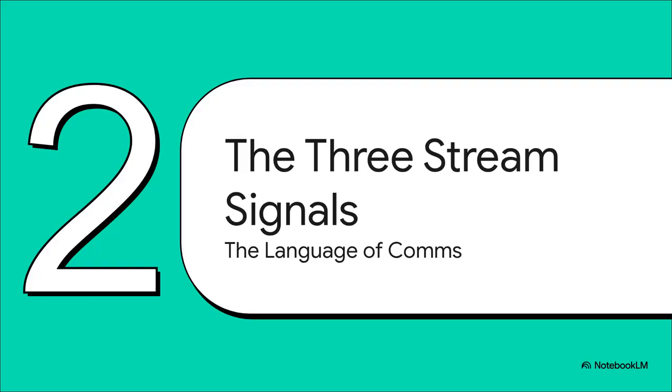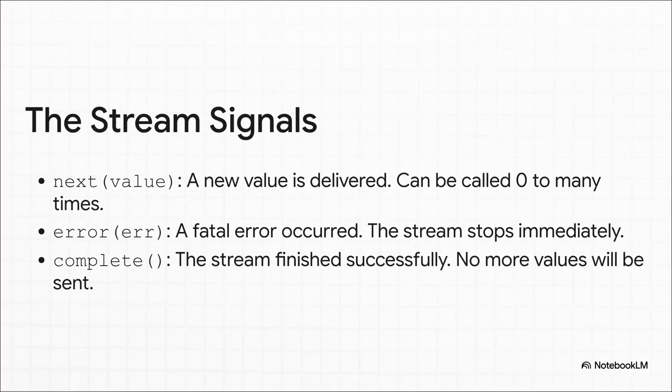Okay, so the stream is active, values are flying down the conveyor belt, but how does it actually communicate? Well, it uses a very strict, very simple language that's made up of just three distinct signals. And this is it. This is the entire vocabulary of an RxJS stream. Next says, hey, here's a value for you. Error screams, something went terribly wrong, we're shutting down now. And complete calmly says, okay, that's all folks, we're done here.